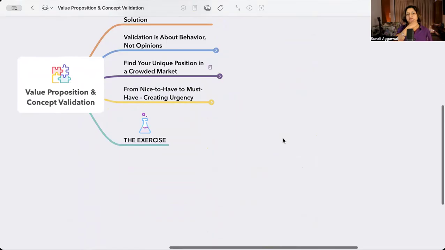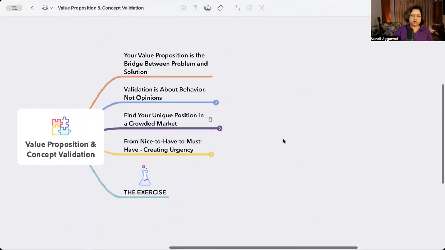Once you understand these concepts, obviously I'm going to give you an exercise to implement them. I want you to look at your idea now. See whether you're in a competitive market or a new market. What is your value proposition? What are you telling people? And how can you now change it?